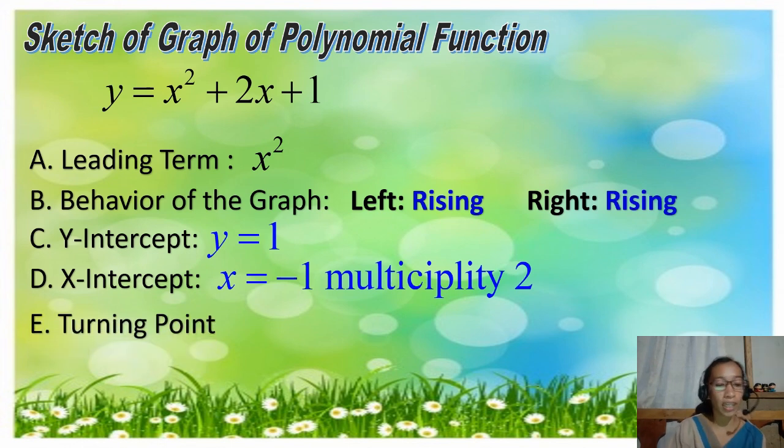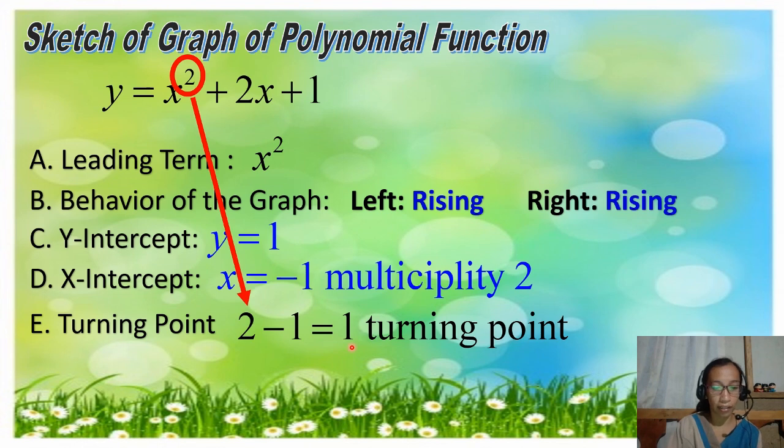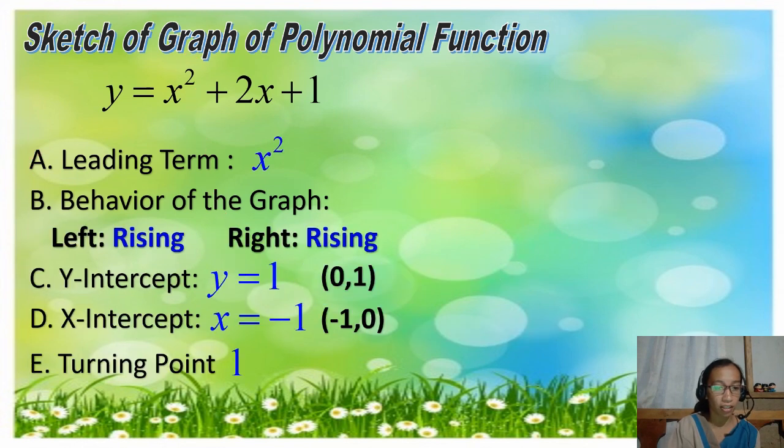Now, letter E to be considered is the turning point. So, to get the turning point, we'll be using the degree. Ang degree natin dito ay 2. So, 2 minus 1 is 1. So, there is only one turning point. So, since we already completed these 5 things to be considered, we can graph it now.